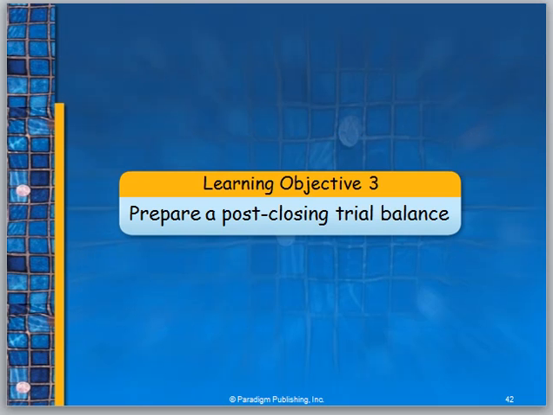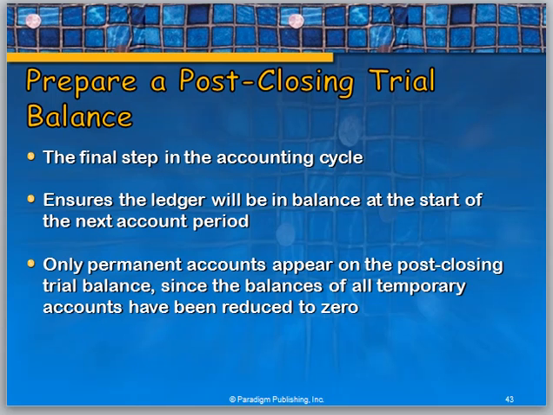So the next thing we're going to look at is preparing a post-closing trial balance. We did a trial balance in Chapter 4. Now we're going to do a post-closing, and post means after. On page 188, we start talking about preparing a post-closing trial balance, the final step in the accounting cycle. The post-closing trial balance ensures that the ledger is in balance at the start of the next accounting period.